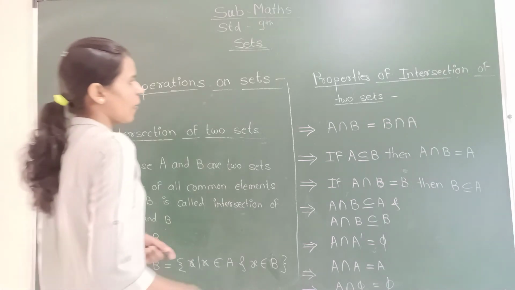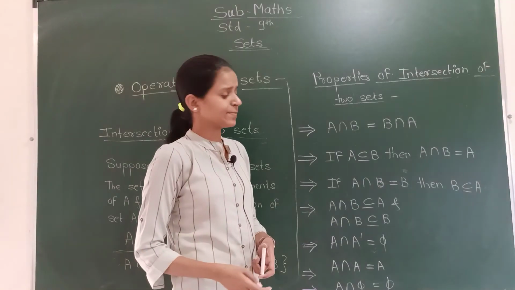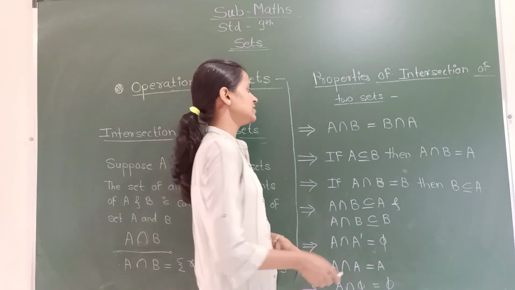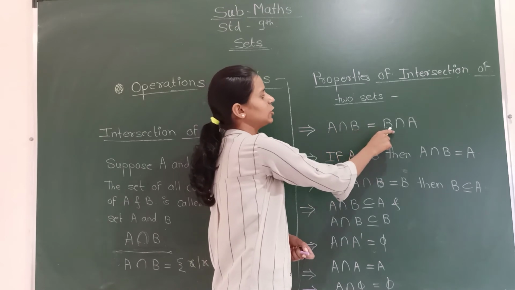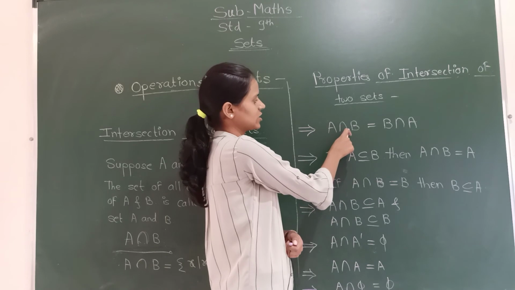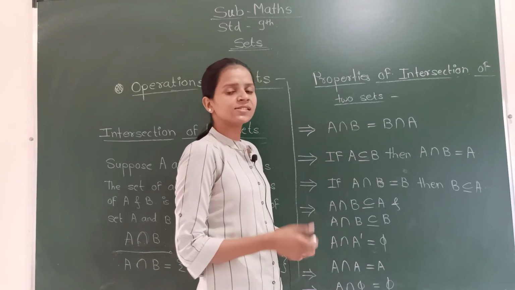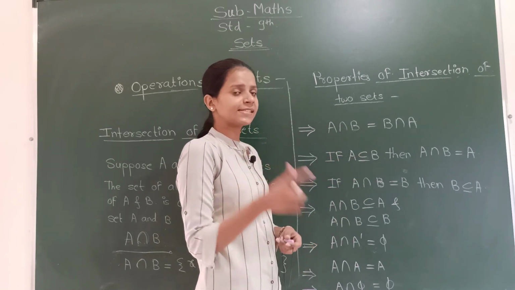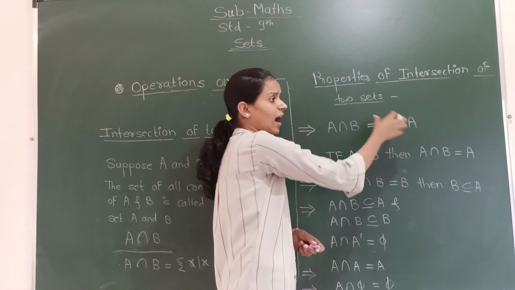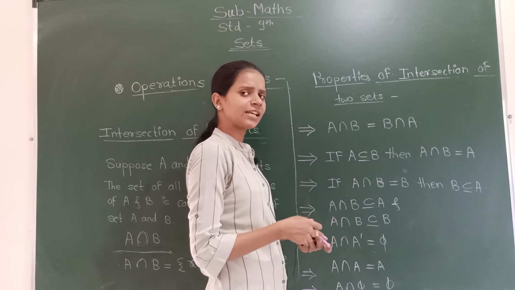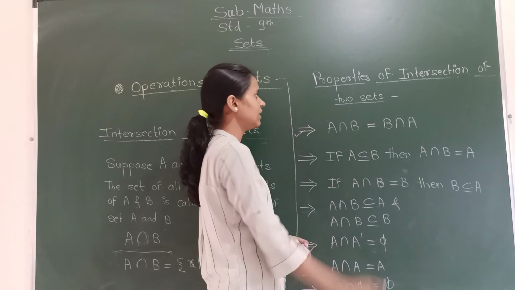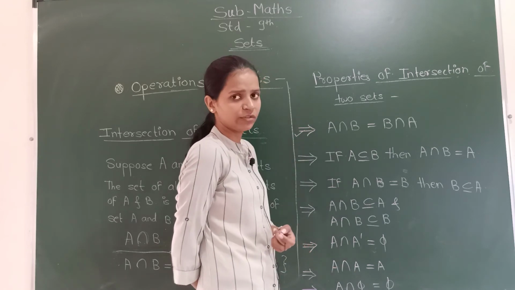See the properties of intersection of two sets. There are all 7 properties of intersection of two sets. First is A intersection B is equal to B intersection A. If we are saying A intersection B, it means the set of common elements between set A and B. So you can say there are common elements between set B and A. Both the statements are the same. Therefore, this is the first property of intersection of two sets.